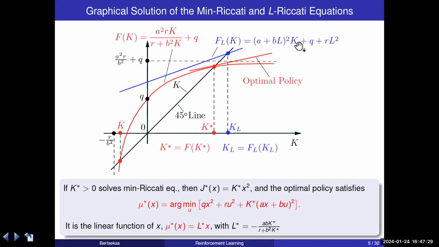Because all the policies have linear Riccati operators. For any L, this expression here is linear in K. This is the slope: the slope is A plus BL squared. That's the slope of the line. And the constant, the point that intersects the vertical axis, is Q plus RL squared. And the same is true for the optimal policy as well.